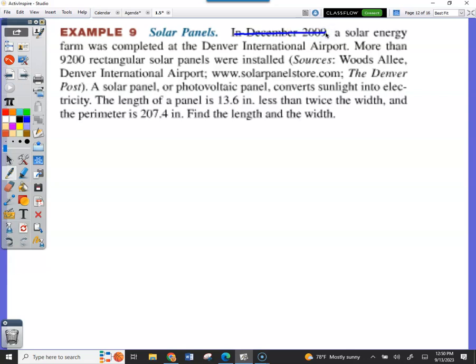A solar energy farm was completed at the Denver International Airport. The only purpose of that sentence is to let you know we're talking about solar panels on an energy farm. Is there anything from that sentence that's going to actually get used in my problem? No. So you read that just to know, okay, I'm talking about solar panels, I'm out at the farm. But as far as getting data from that sentence, it's not necessary. More than 9,200 rectangular solar panels were installed. Do we care who said so? No. That's great. Sounds good.